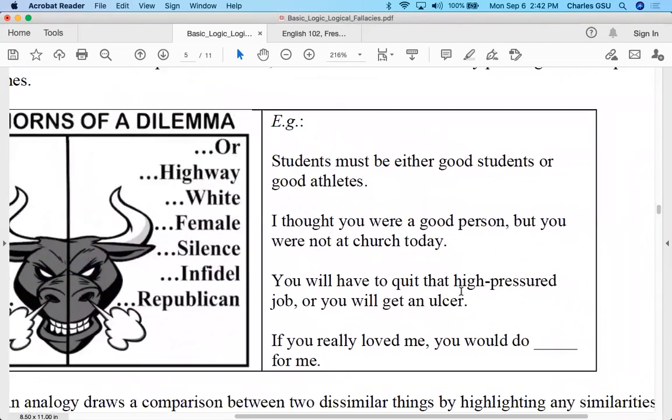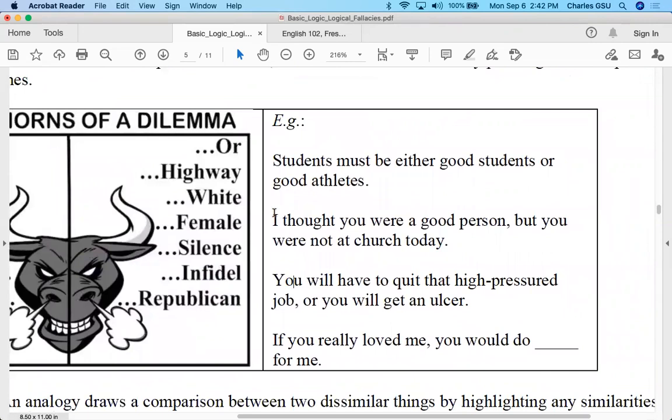So here are some examples. Students must either be good students or good athletes. Well, clearly false. They could be good students and bad athletes. Or they could be good students and good athletes. Or they could be bad students and good athletes. Or finally, they could be bad students and bad athletes. So clearly, there's not simply a yes or no answer to that.